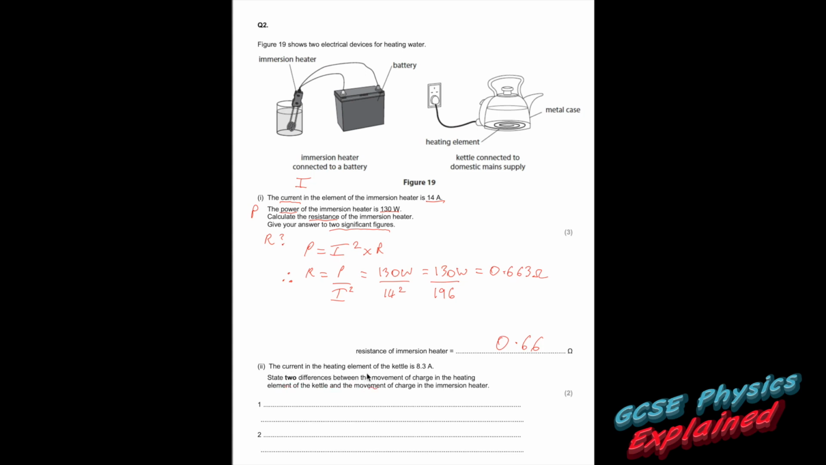The current of the heating element of the kettle is 8.3 amps. State 2 differences between the movement of charge in the heating element of the kettle and the movement of charge in the immersion heater. Well, the charge that will be moving will be electrons. And as you can see, the heater is powered by a battery, which is DC, which means that the electrons travel in one direction. The kettle's powered by the mains, which is AC, and the electrons in AC go backward and forward.